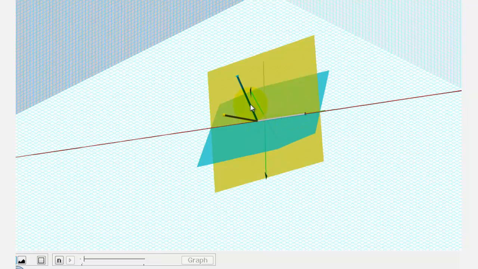So the cross product of these two normal vectors will give us a direction vector for the line, and then we'll find a point on this line of intersection, which will allow us to write the parametric equations for this line. So let's go back and set this up.